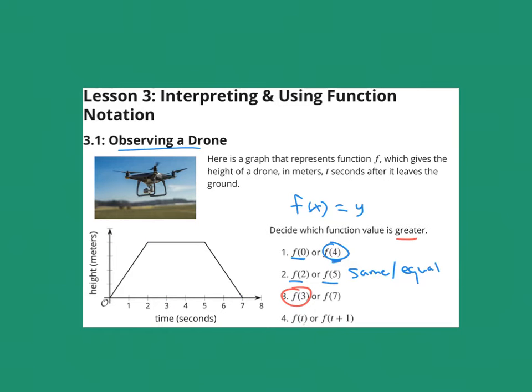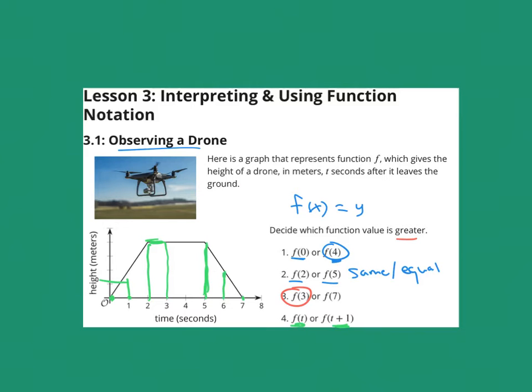And for the last one, f of t, so any given time from 0 all the way to 7, versus that time given plus 1 second. So 0 would be t, and 0 plus 1 would be here. So f of t plus 1 would be greater. But what if f of t was f of 2? F of t plus 1 would be 3, and they would be the same. What about f of 5? If t were 5, f of t plus 1 would be 6, then the f of t would be greater.